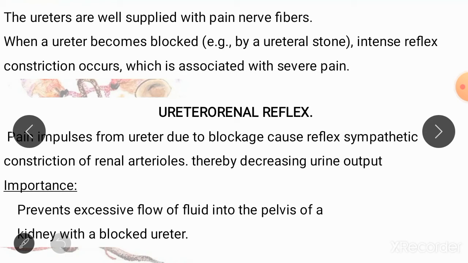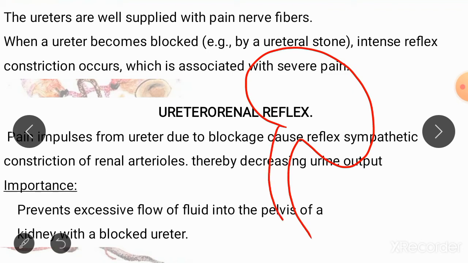As the name mentions, the ureters, when they are blocked because of a stone or if they are constricted because of pain, they send signals to the renal artery so that the blood supply to the kidney is reduced and there is reduced formation of urine. Let me explain. Suppose this is the kidney and here we have the ureter which carries the urine from the kidney to the bladder, and here you can see the renal artery which is entering the hilum.